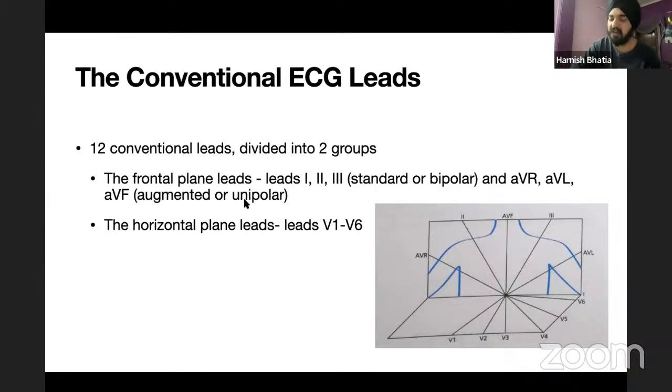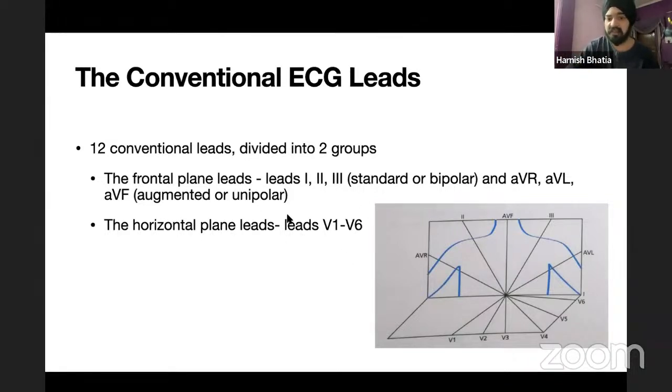AVR, AVL, and AVF, we will realize later, are placed far away from the heart, so the signals they receive are really small. That's why they are called augmented leads, because the signals are augmented when presenting. Also, leads 1, 2 and 3 are bipolar leads, as we've seen, because they have a negative electrode and a positive electrode. Leads AVR, AVL and AVF are unipolar leads, because they have only one electrode, and the other electrode is an assumed electrode within the heart, a zero potential point inside the heart. That's why they're unipolar leads.